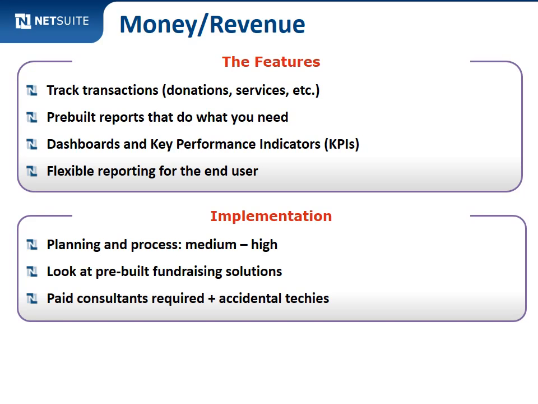And then flexible reporting for the end user. A lot of times ROI is going to be very specific to your organization. So somebody in your organization needs to look at the information and be able to manipulate it to make a decision. That's flexible reporting.